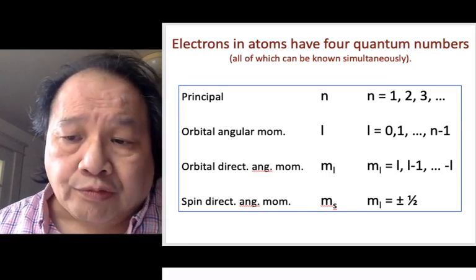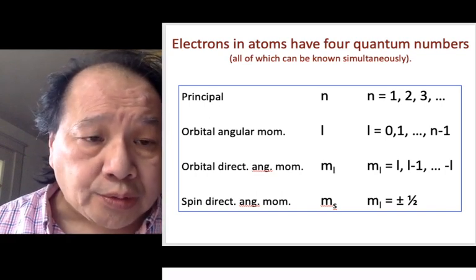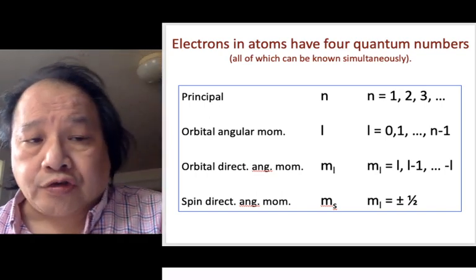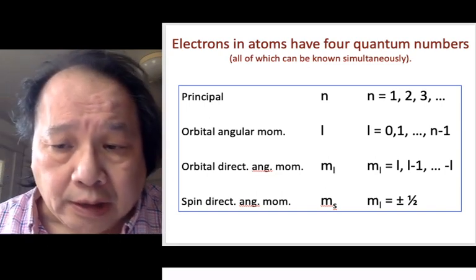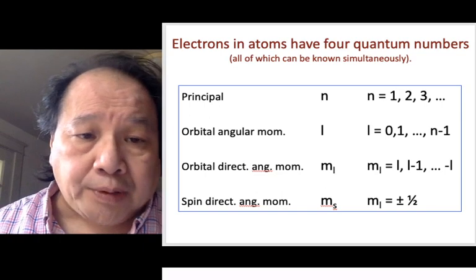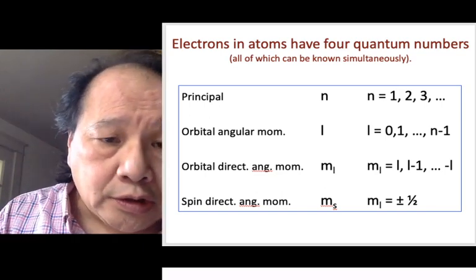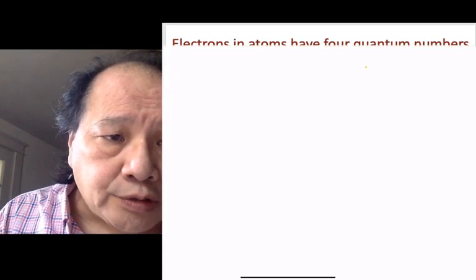L can range from any value. It's also an integer from 0 all the way to n minus 1. ML goes from minus L to plus L, so it can go negative, and MS is plus 1/2 or minus 1/2. And let's just see some of the consequences of that. We're going to do some counting of possibilities.